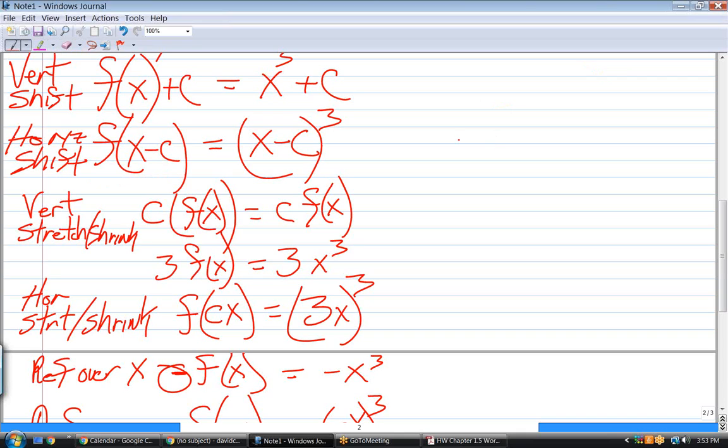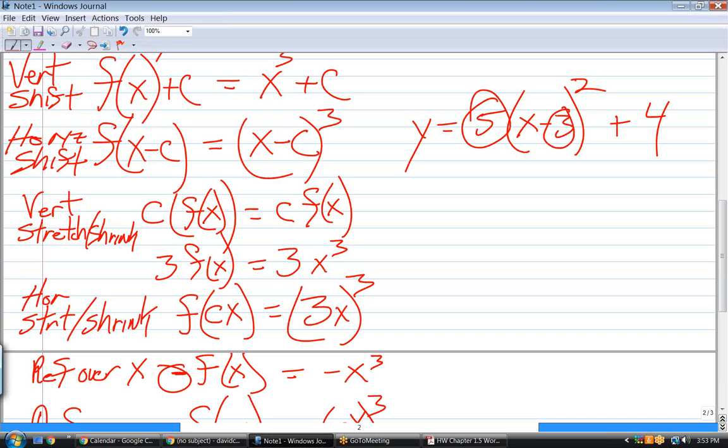Okay. I can't remember what I had there. I had y equals 5 times x minus 3 quantity squared plus 4. What's the constant? So we know that's a vertical stretch by a factor of 5. That's a horizontal shift to the right by 3 units. What's this? And vertical shift up by 4 units.